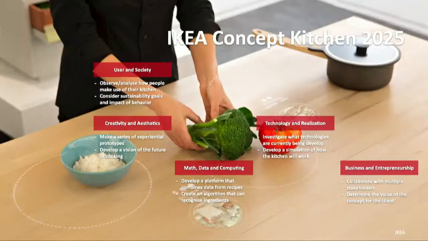They needed to be able to build a series of experiential prototypes of high quality with a sense for aesthetics, understanding what the concept, what the vision of IKEA was, and translate that into their design. And they had to be able to develop a vision of the future, a fictional vision of what could potentially be possible in the context of cooking in a kitchen.